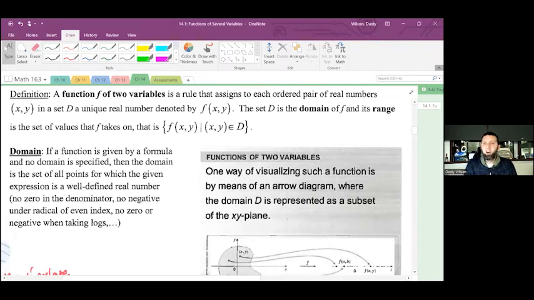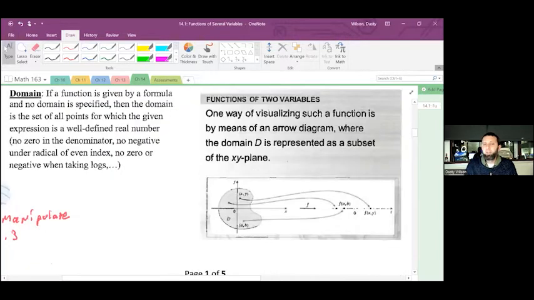So, definition. A function f of two variables is a rule that assigns to each ordered pair of real numbers, x, y, in a set D, a unique real number denoted by f of x, y. The set D is the domain of f, and its range is the set of all values that f takes on, that is, the set of all f of x, y such that x, y is in the domain D. The domain. If a function is given by a formula and no domain is specified, then the domain is the set of all points for which the given expression is a well-defined real number. So there can be no zero in the denominator, no negative under the radical if there's an even index, no zero or negative when taking logs, etc.